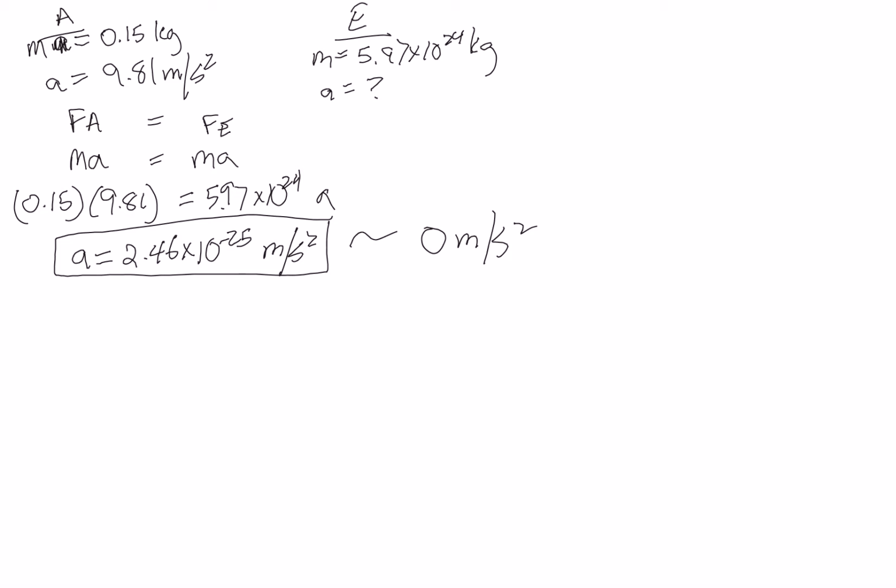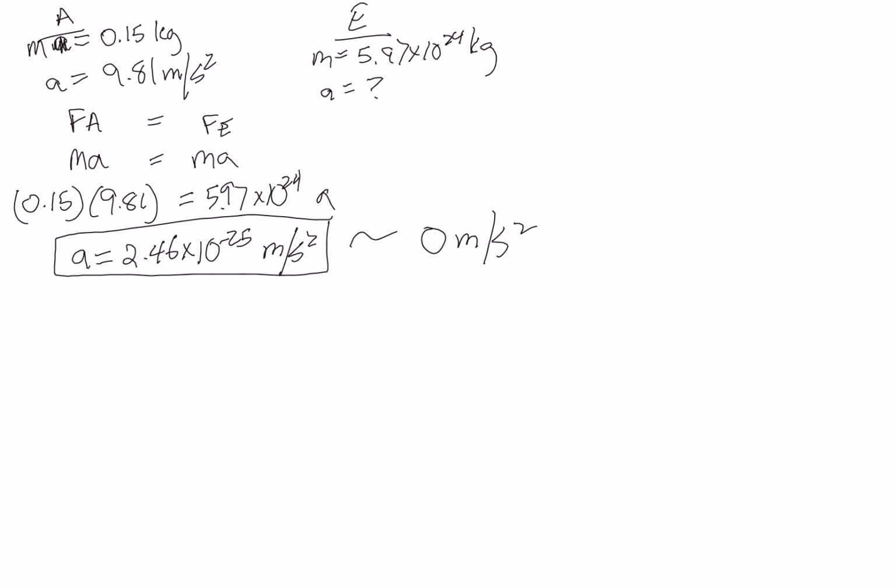So the Earth pulls the apple down with 1.5 newtons. The apple pulls the Earth up at 1.5 newtons, but because the mass of the Earth is so large, it's basically negligible, and we'd say zero. Okay? So we get the idea with questions like that.